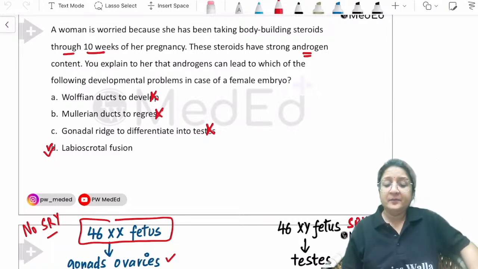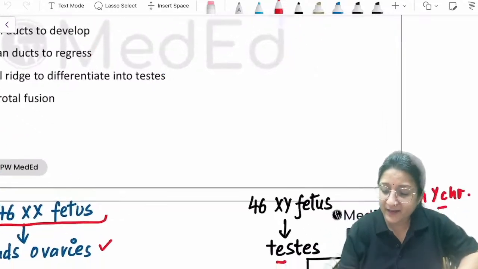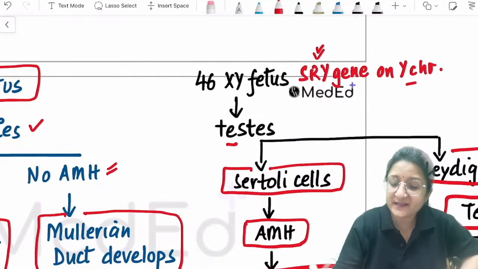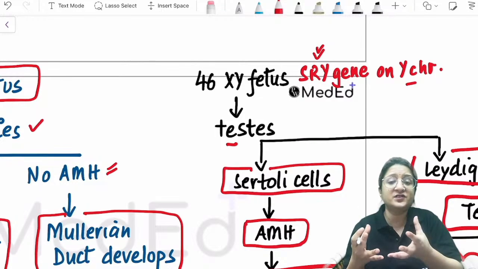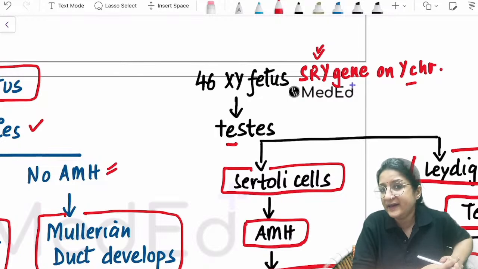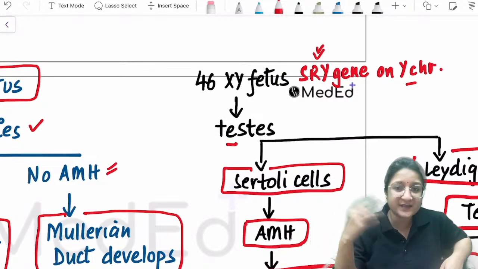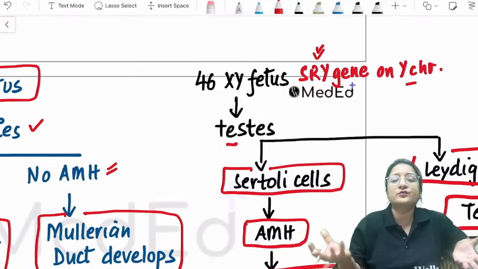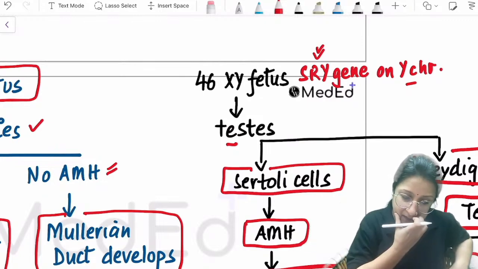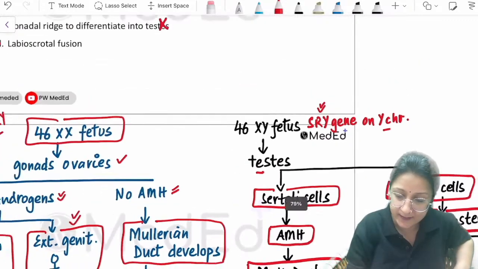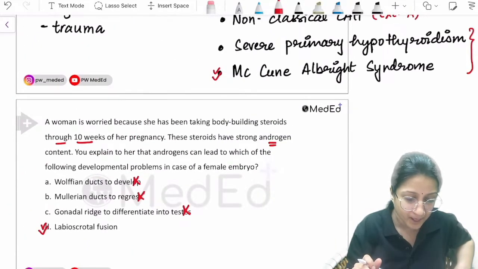Option C. The gonadal ridge will differentiate into testes if there is an SRY gene or there is upregulation of other genes which are required in the process, right? That will not happen because of external androgens. So an external source of androgens is not going to make the gonadal ridge develop into testes. Okay, so that is about option C. Clear? All right.